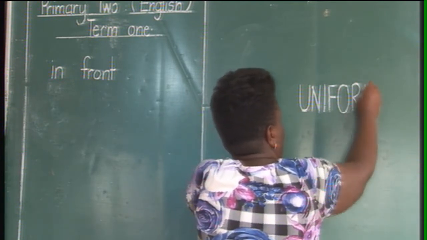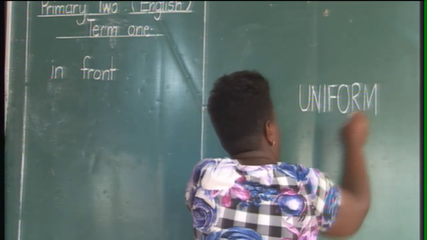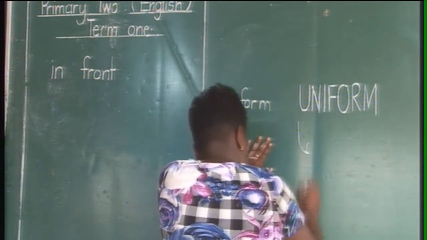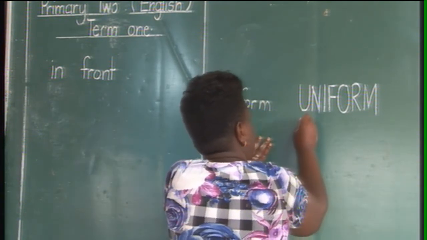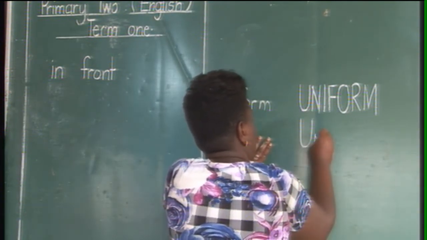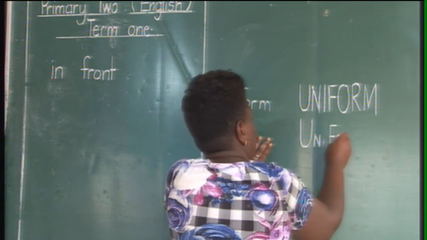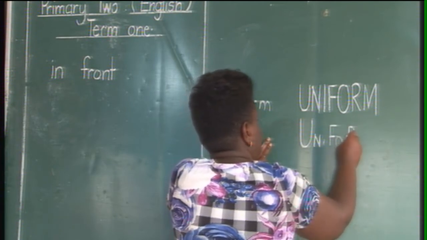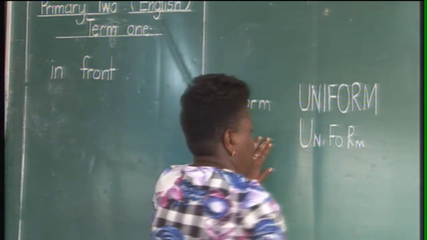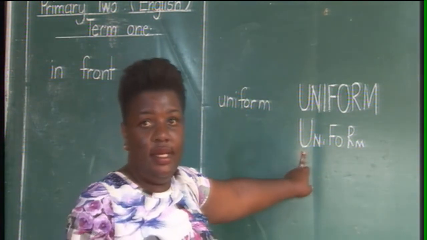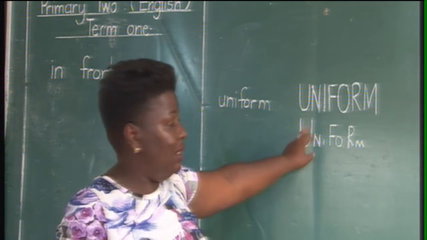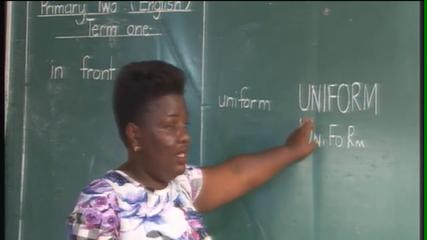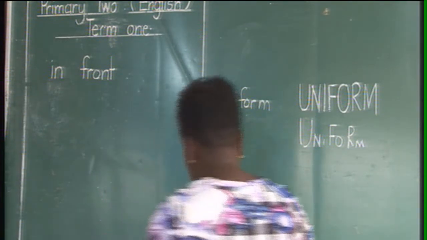So this is exactly what I want. I don't want this. I don't want to find this. Uniform. Yes, these are capital letters, but they are not of the same height. So you should avoid this. When you're writing, make sure you write capital letters of the same height. That one is also clear.